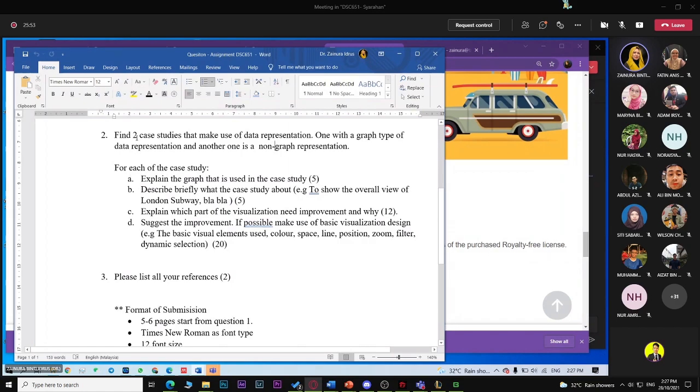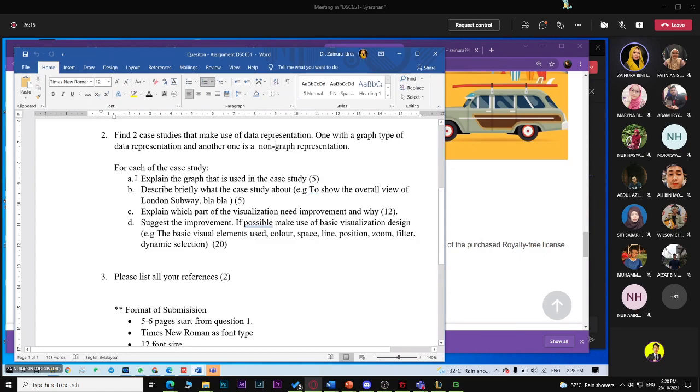2 case study kan. Case study 1A, case study 2A. Case study 1B. Ambil satu case study, answer semua question. Habis, ambil case study 2, answer semua question. Macam tu, that way easier to understand.